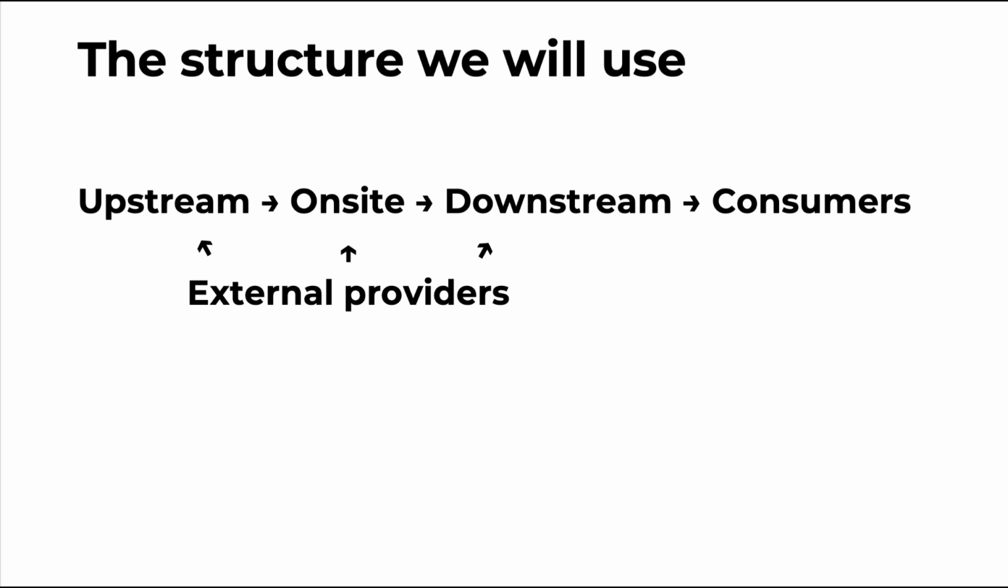And to make this practical, we use a simple structure. Upstream, what comes into the organization. On-site, what happens within the organization. Downstream, what leaves the organization. And the external providers, so activities connected to us but not performed by us. And this gives us a disciplined way to think.